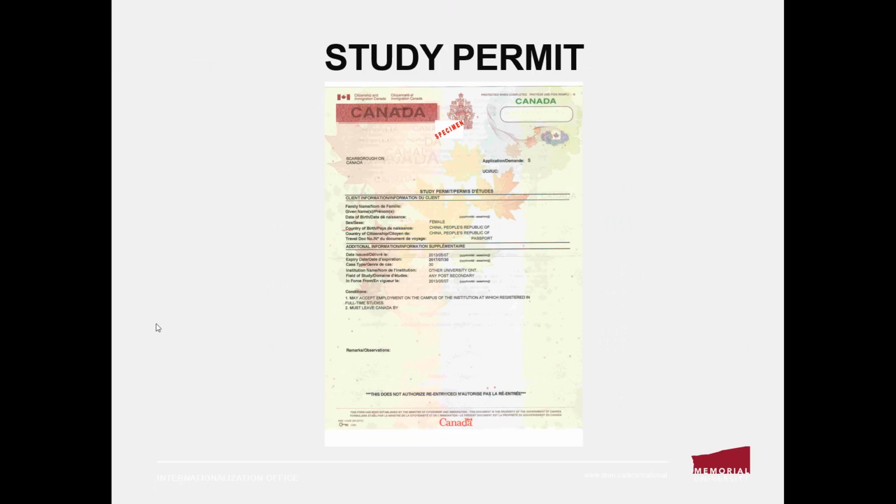So the conditions of the study permit will basically tell you that maybe there is a restriction in terms of certain fields that you cannot study or you cannot work. Your work authorization will be appearing here. So it will be like you may accept employment on or off campus based on whatever policy, or you may not work in childcare. Those conditions will appear here and you need to pay attention to them. And if you have any questions or doubts, we are here to help you.